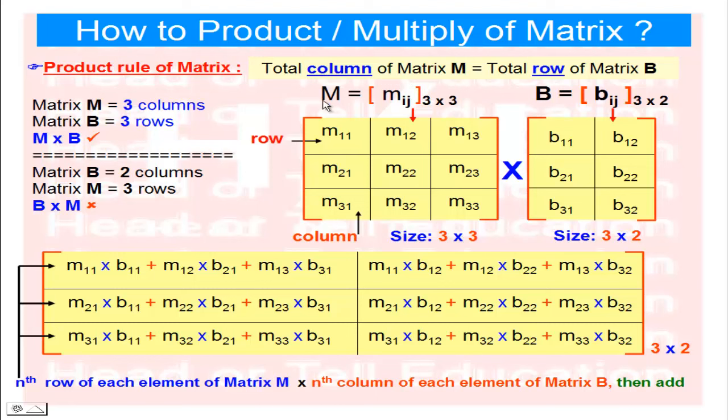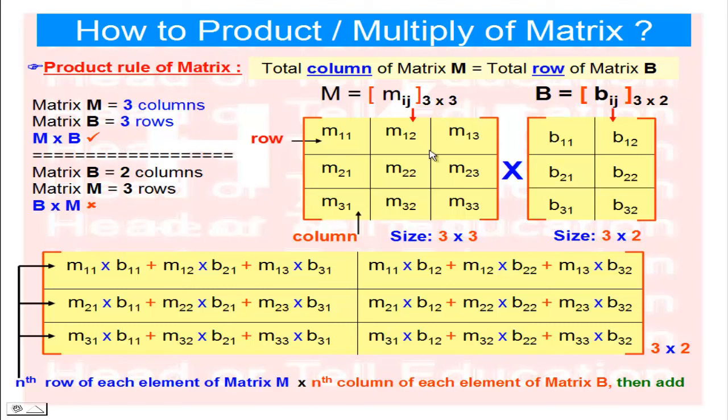In a general way, we have matrix M, whose size is 3 by 3, means 3 rows and 3 columns, and the other matrix is named B, whose size is 3 by 2, means 3 rows and 2 columns. According to the rule, we have to check whether the product applies or not. So we check matrix M has 3 columns and matrix B has 3 rows. The rule is: number of columns equals number of rows, so this applies to these matrices for the product.